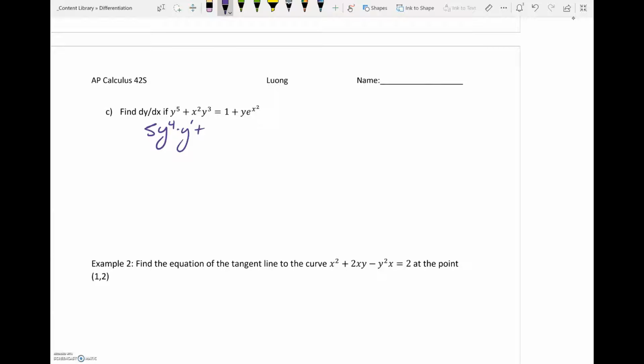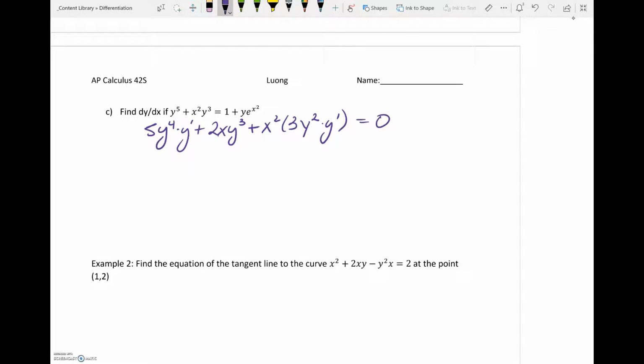Here we have to use our product rule. So the derivative of x squared is 2x. Then you leave y cubed alone, plus leave y squared alone, then take the derivative of y cubed, which is 3y squared multiplied by y prime. The derivative of 1 is 0.